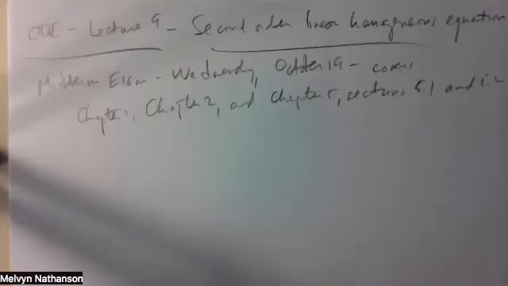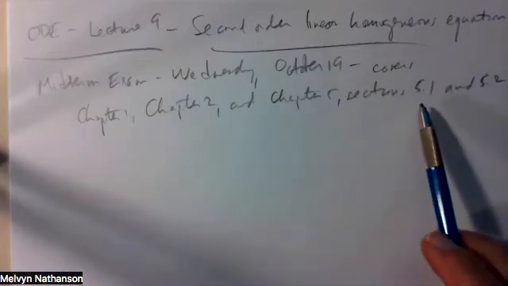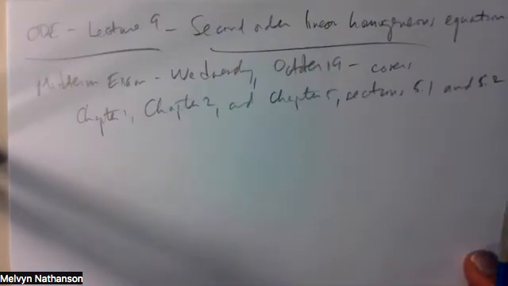So this is lecture 9 in ordinary differential equations. We're talking about second order linear homogeneous equations. So this is in section 5.1 of chapter 5. After this, of course, we cover section 5.2, and the midterm exam in 3 weeks covers chapters 1 and 2 and sections 1 and 2 in chapter 5.